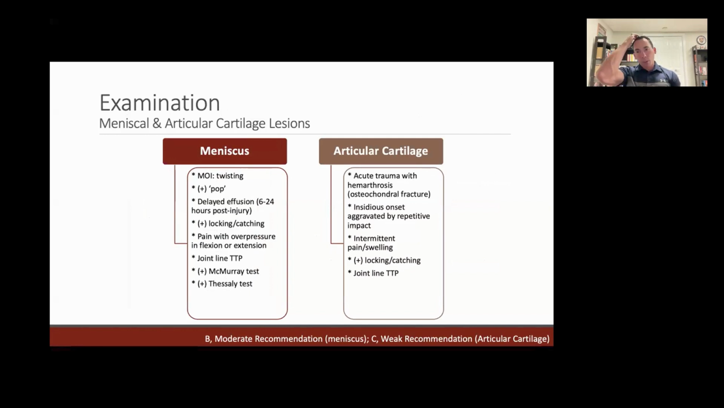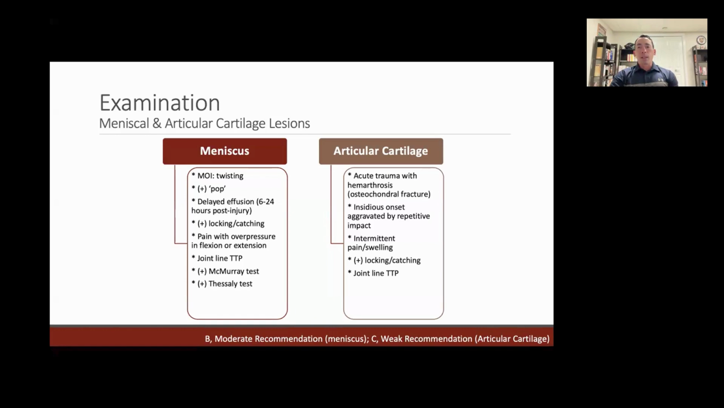In the subjective portion of the exam, patients with acute meniscal tears describe feeling or hearing a pop at the time of the injury, but they report delayed effusion with onset 6 to 24 hours post-injury. That's compared to the ACL injury, where the onset is immediate, within a couple of hours. Patients with articular cartilage lesions describe intermittent pain and swelling. Now, if an osteochondral fracture is present, the patient may describe acute trauma with a hemarthrosis. And patients with both meniscal tears and articular cartilage lesions report knee locking and catching.